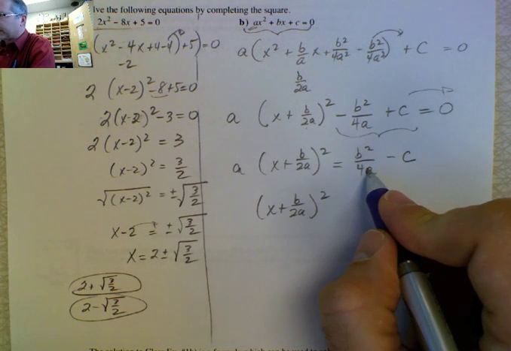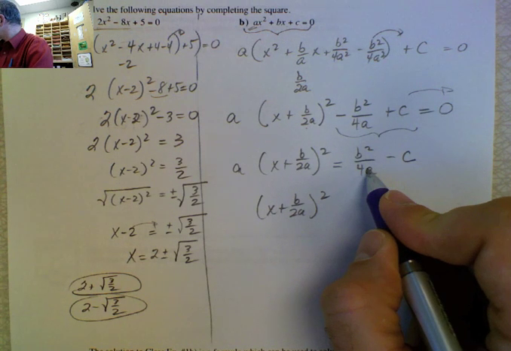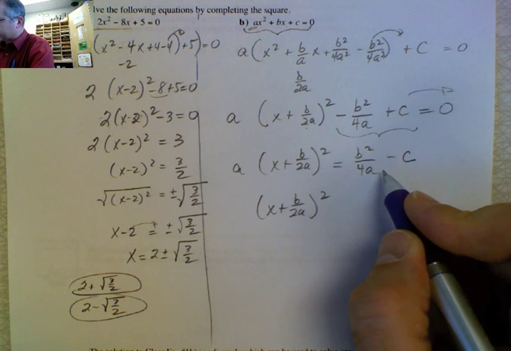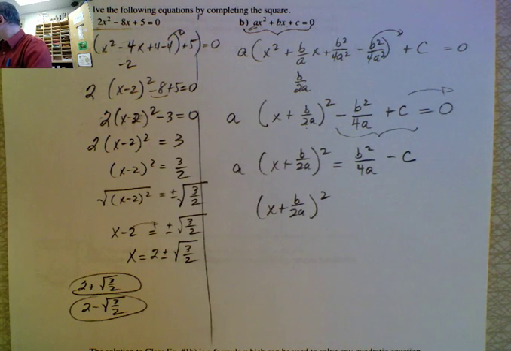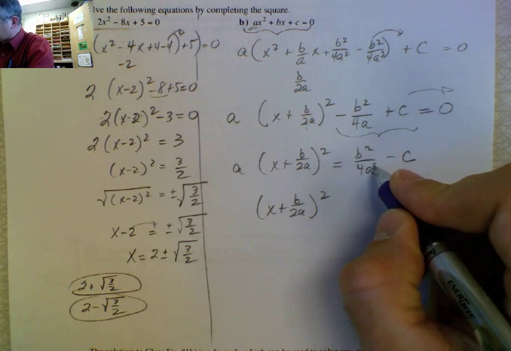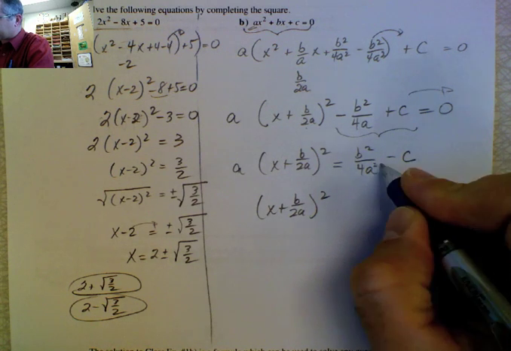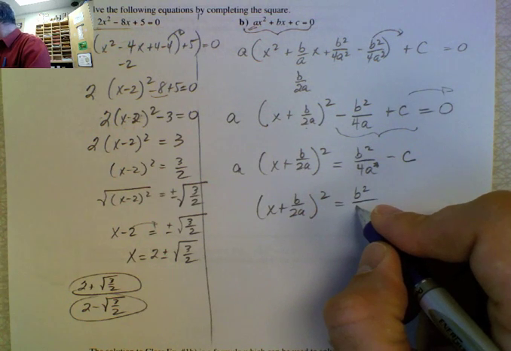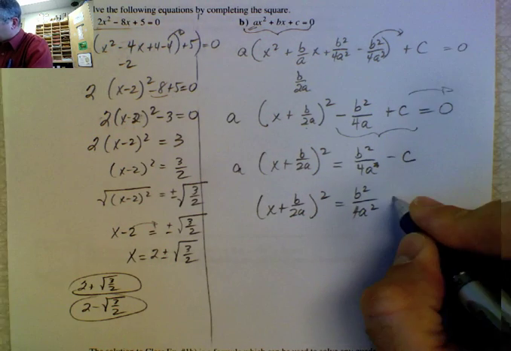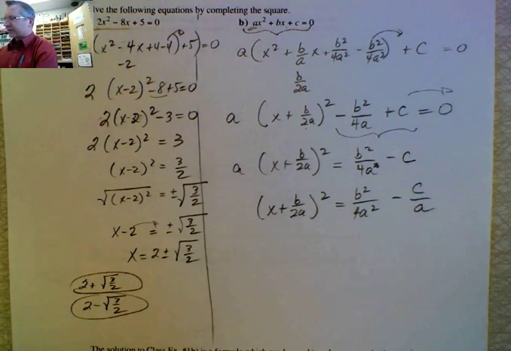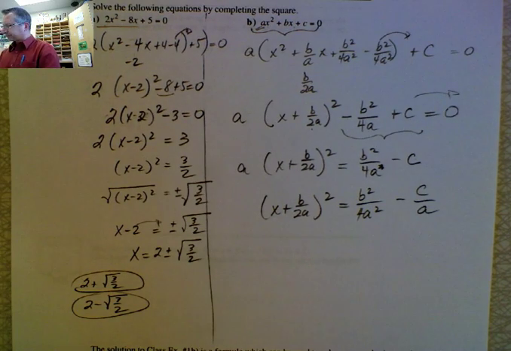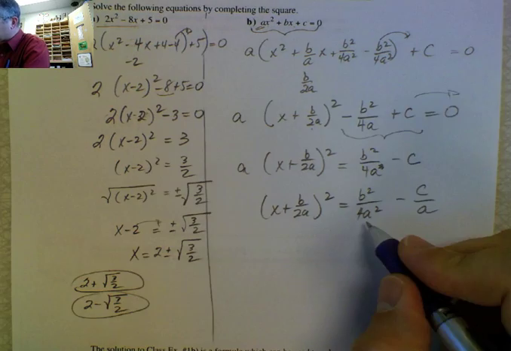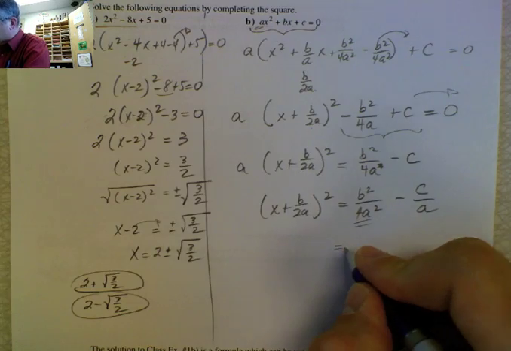Well, if we divide by a in this first case, we've already got an a there. So when we divide by a, we get a second a. So that's going to make that b squared over 4a squared. When we divide c by a, we just get c over a. Now, we have to come up with a common denominator here, and our common denominator is going to be 4a squared.